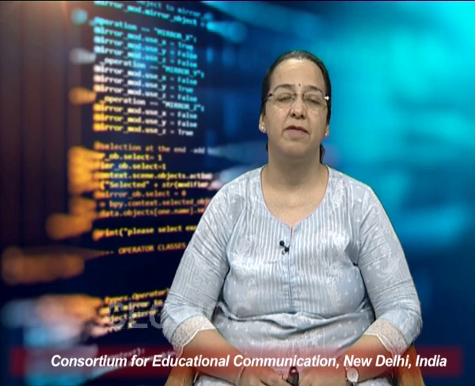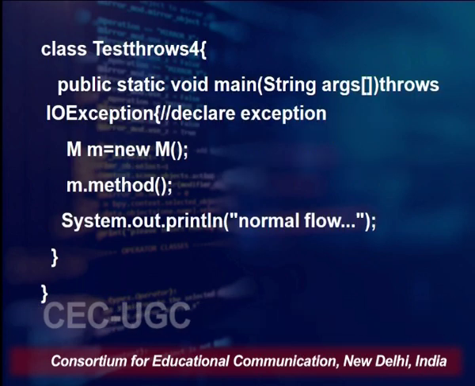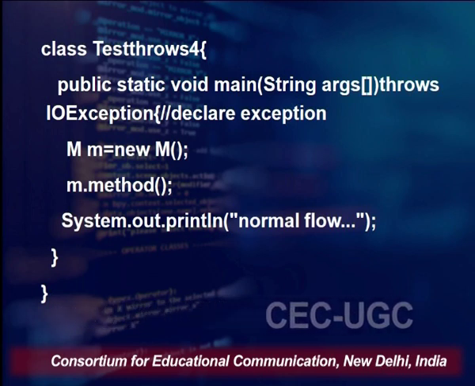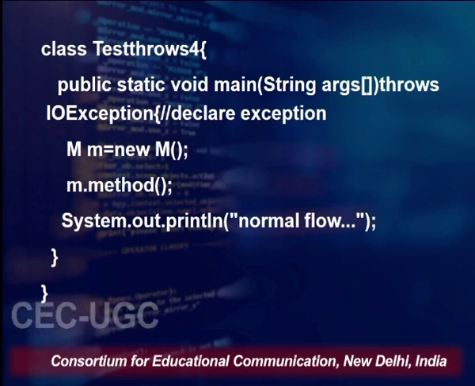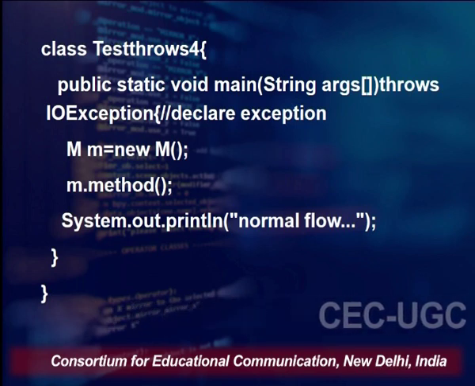Then, in case the exception is raised, what will the situation be? We are going to see it with a similar program, with only a bit of modification. Within the method we have written throw new IOException("device error"), and again we have called this method m with throws IOException. Again, please mark the absence of a try-catch block here.